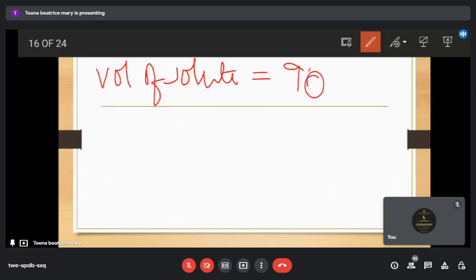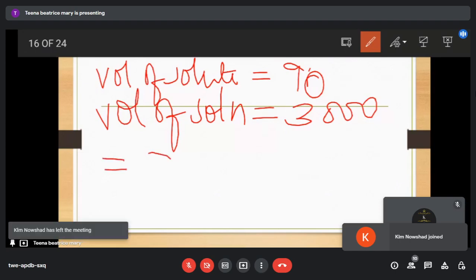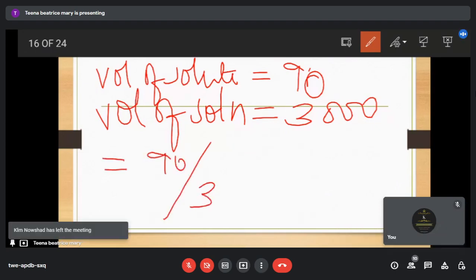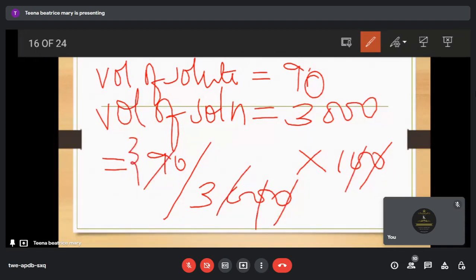The volume of solute is 90, and the volume of solution is 3000 ml. Both are given in ml, so no problem. So 90 divided by 3000 into 100. By doing further calculation, you get 3%. That is the answer.